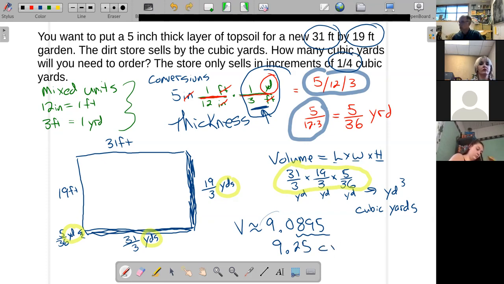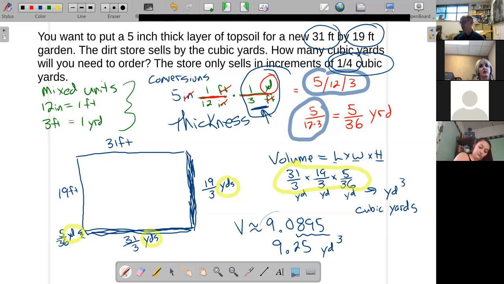That's not the right notation. Let's write yards cubed for this one right here. So because of the way the store sells it, I can only round to some version of 1/4. So I could round to exactly 9. I could round to 9 1/4, 9 1/2, 9 3/4. But 9.089 wouldn't be acceptable because of that last part there.